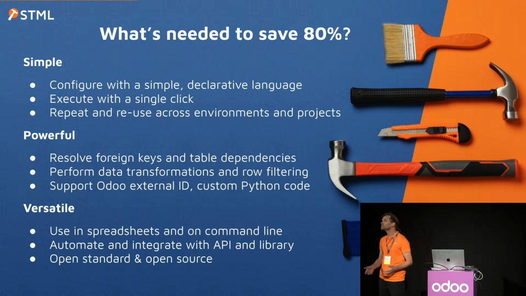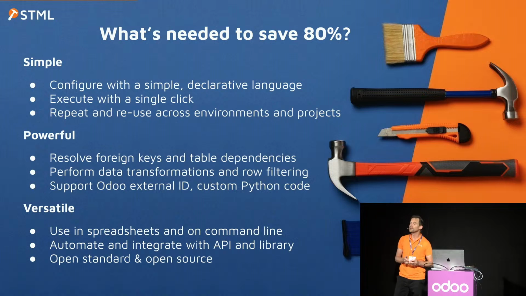So I sat dreaming, thinking, what would be the answer? What would be the answer to really save 80% of time and risk on my data migration? And I said it has to be simple to configure. It has to work with a simple declarative language. Also, I want to be able to execute it with a single click, so that I can redo this on my other environments, other projects, and it has to be powerful. It has to take care of my foreign keys, it has to perform data transformations, and it also has to do the exotic stuff like the Odoo external ID and custom Python code.